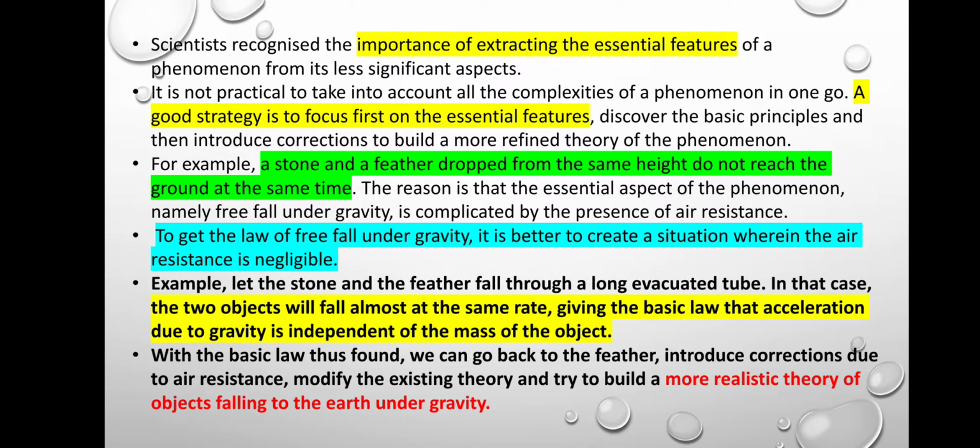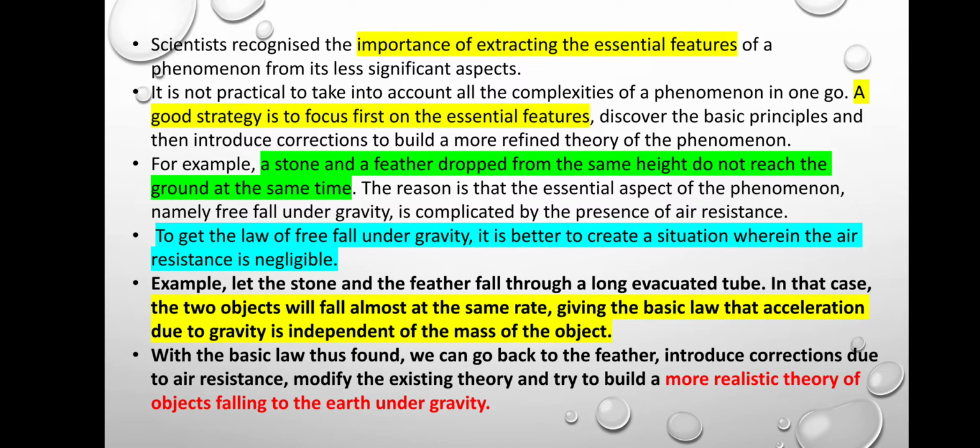First, we need to have a good strategy. How do I do it? For example, a stone and a feather dropped from the same height do not reach the ground at the same time. The stone will reach soon, the feather will reach a little late. The reason is the essential aspect of the phenomenon, namely free fall: both are falling because the earth has gravity, that's why they fall to the ground. But that is when air resistance also comes into the picture. There is a resistance of air which makes the feather come down a little slower, right?